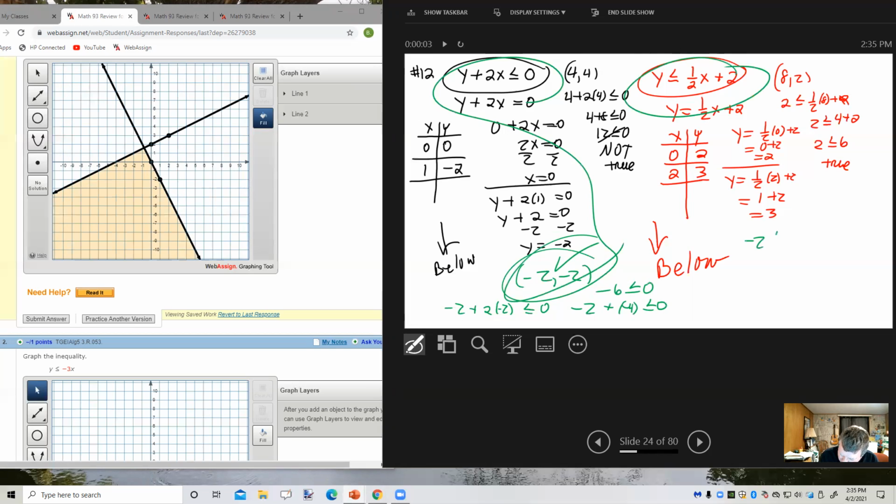Let's put it over here. We'd have negative 2 less than or equal to 1/2 times negative 2 plus 2. Negative 2 less than or equal to negative 1 plus 2. Negative 2 less than or equal to 1. That's true. So it checks.